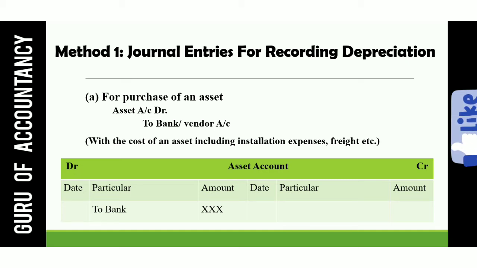Asset comes into the business, so it is debited. And if you have purchased on cash, then you have to write cash, or if you have given a check, then you will write bank. But if the asset is purchased on credit, then you can write the name of the vendor, that means the seller. So the entry for the purchase of an asset will remain the same in all the methods: asset account debit to vendor.